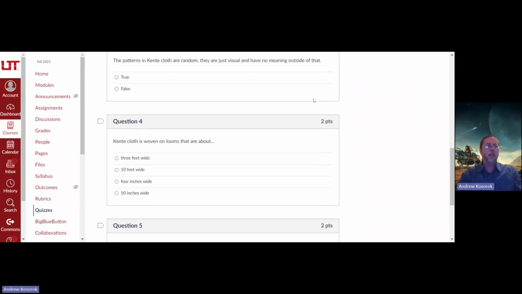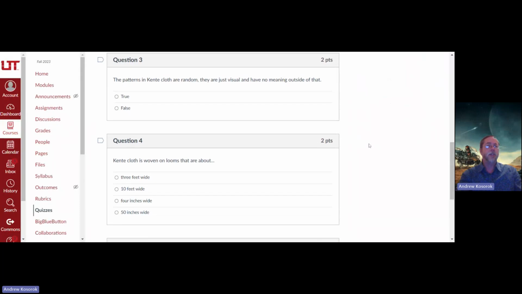The patterns in Kente cloth are random. They are just visual and have no meaning outside of that. Well, we just talked about that. There are Kente cloth master designers who will create patterns and colors that are specifically meant for the families or people that the cloth is intended to be given to. So this question, are they random? No, they're not random. So that's false.